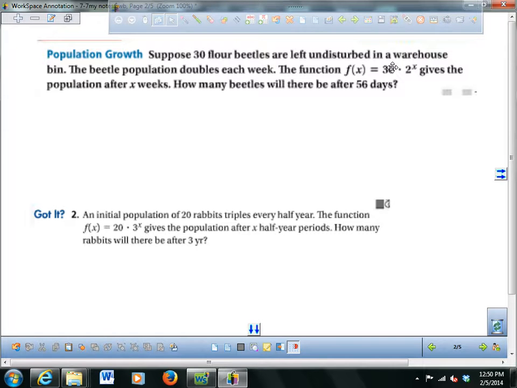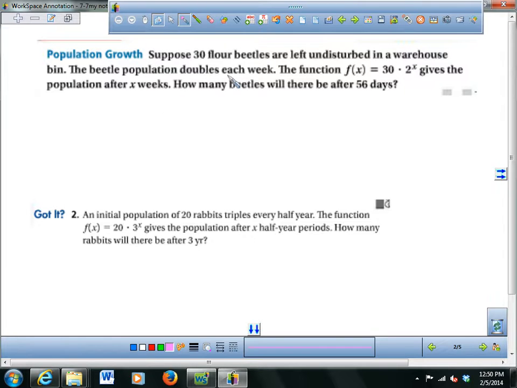Remember that last problem in last night's homework where it has something sub-zero, a little zero on the bottom? That means how much you're starting with. Right? So how would I figure out how many beetles there are after 56 days if it doubles each week? Notice this is days, and this is weeks. How many weeks are there in 56 days? 8. There's 8. Okay? So what am I going to do with that 8, Orion?